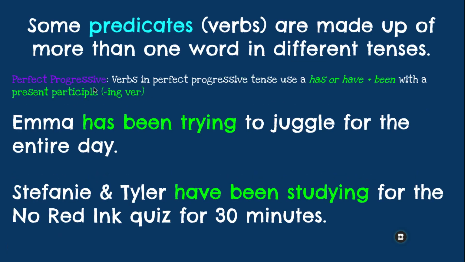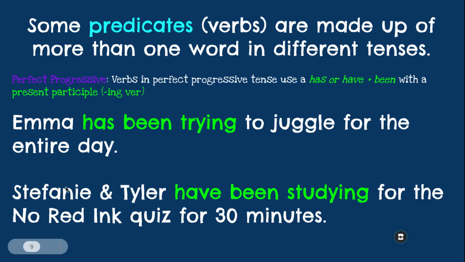And we also have the perfect progressive. In the perfect progressive tense, it's going to have has or have plus been plus a present participle, one of these ing verbs. For example, Emma has been trying to juggle for the entire day. So trying is the actual action that she's doing, but for the complete predicate, we have to make sure we include has, been, and trying.